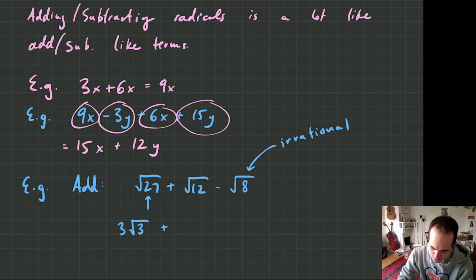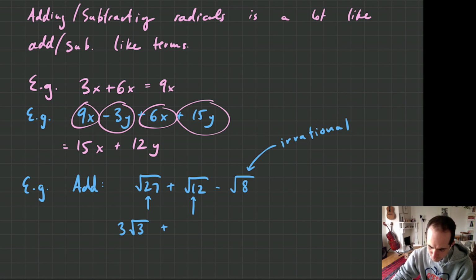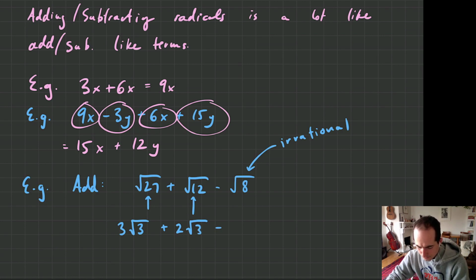Let's see here. This one, I think I can factor out a 4, right? Because 4 is a perfect square, and 4 is a factor of 12. When I do that, when I take out the square root of 4, I get a 2, and what's left over when I factor out a 4 from 12 is 3. Okay, getting somewhere. Now, when I simplify the square root of 8, well, I'm going to factor out a 4, and the square root of 4 is 2, and what's left over is 2.